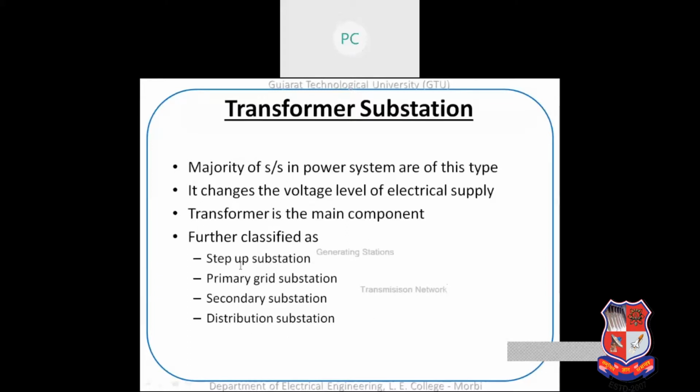So the step up substation is placed at the generating station, and we can identify now from the name that this substation will step up the voltage level in order to transmit it at the higher voltage. Then in the transmission network we have two types of substation: one is the primary grid substation and the second is the secondary substation. And last we have the distribution substation, right? So this transformer substation is divided into four parts: step up substation, primary grid substation, secondary substation, and distribution substation. Now let us understand all these four again by the diagram.